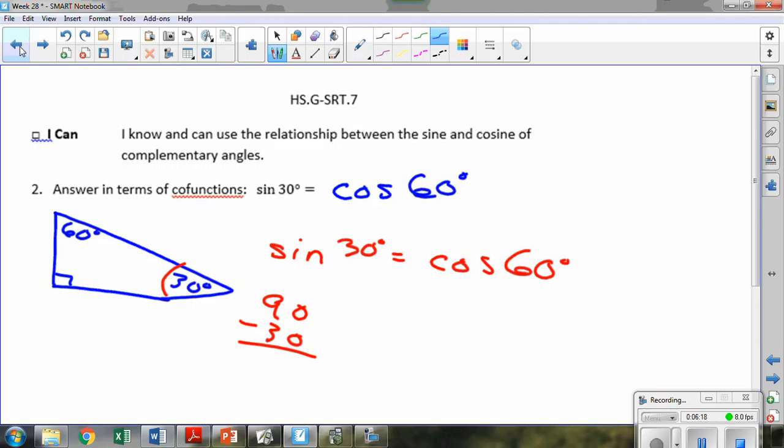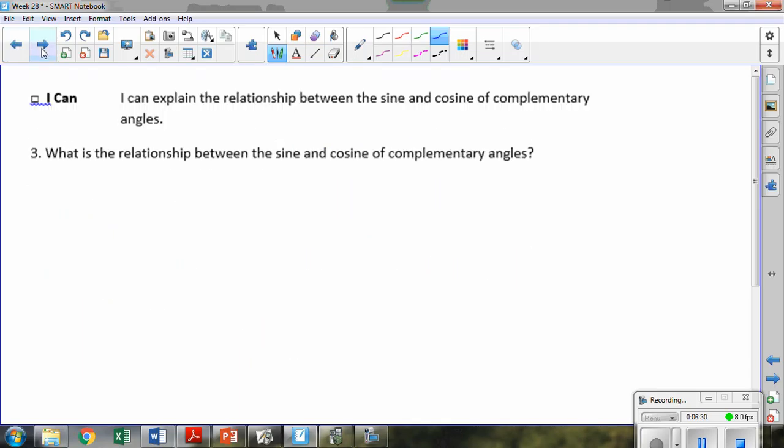Basically, it's this thing. It's the cofunction theorem. Yeah, the cofunction theorem is the relationship. So what does the cofunction theorem say? We can switch sine and cosine just as long as we take the other angle.